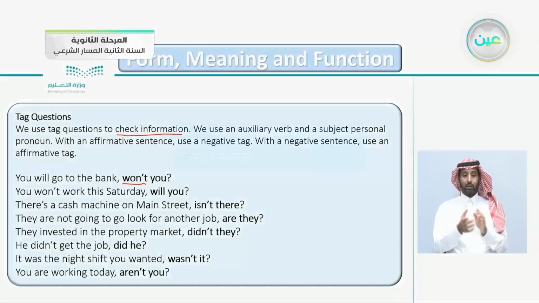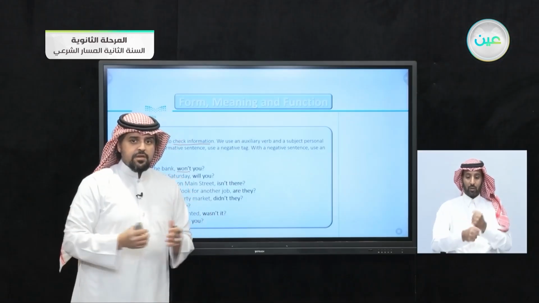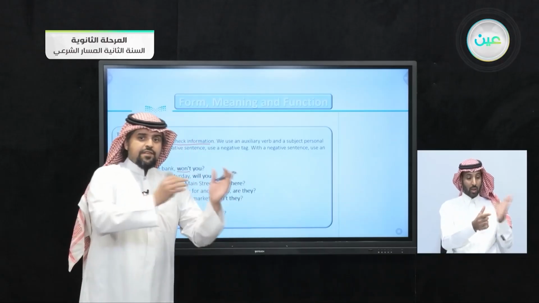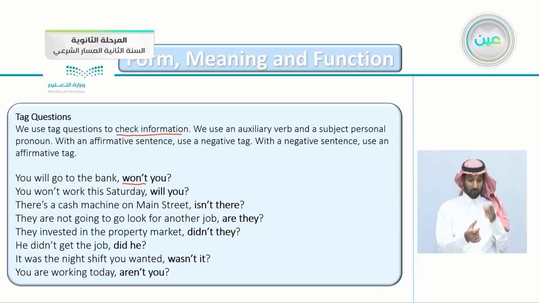There's a cash machine on Main Street, isn't there? So remember to take the same helping verb or auxiliary verb, and if it's affirmative, make it negative. If it's negative, make it affirmative. For example, there's is the short version of there is. There's a cash machine on Main Street, isn't there? So we took is and made it negative.